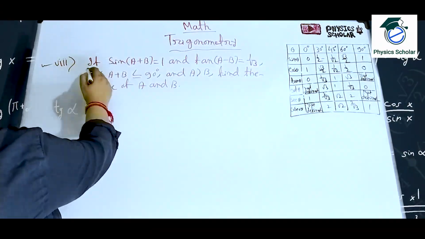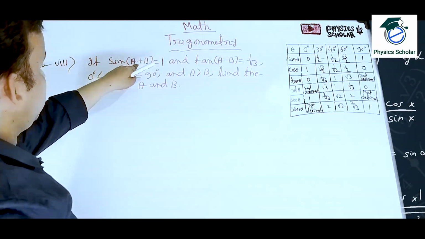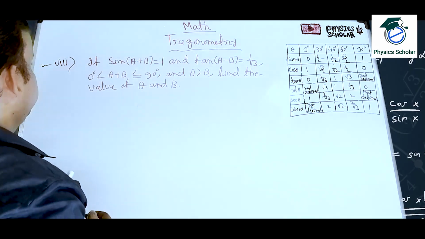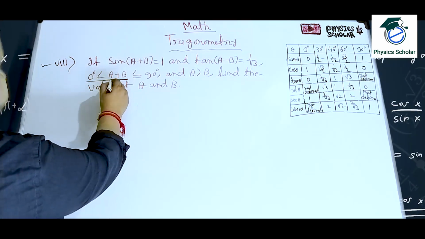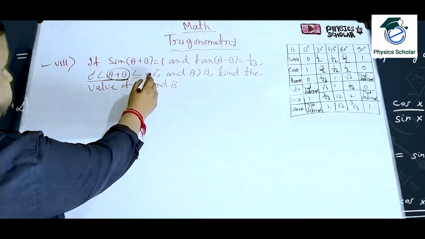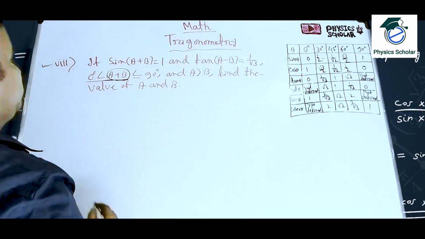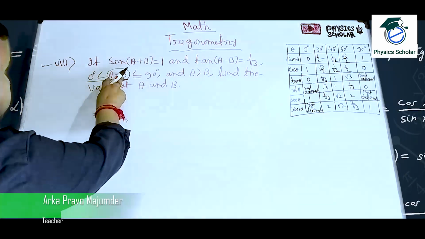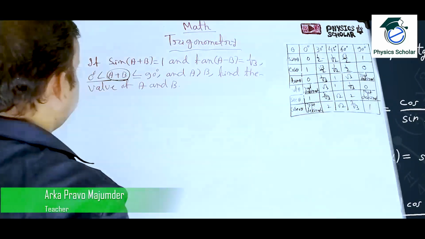Now students, it is given: sin of a plus b is equal to 1 and tan of a minus b is equal to 1 by root 3, and a greater than b. That means the sum of a plus b will be less than or equal to 90 degree but greater than 0 degree. That means these will be acute angles. Clear? Find the value of a plus b.